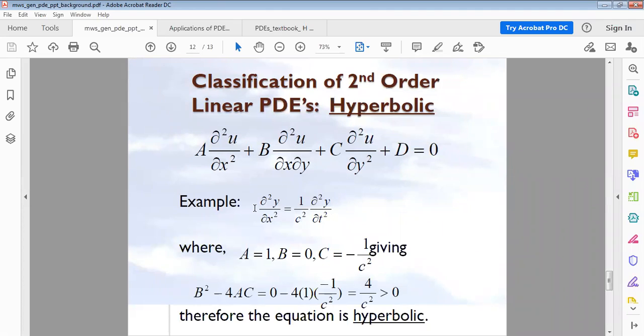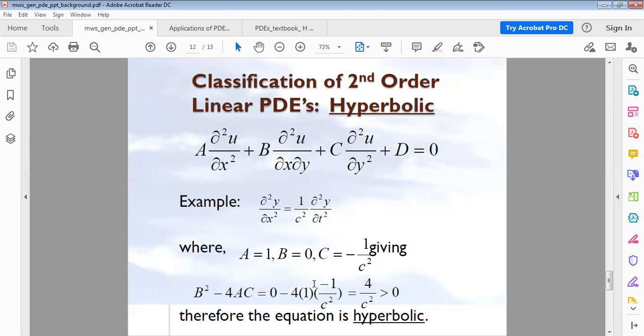Suppose this is the equation, and if we compare with it, a equals 1, and b is absent here, so b equals 0 only. And this is the coefficient of del square u del y square, so capital C equals 1 by small c square. Given b square minus 4ac, that means the discriminant is greater than 0. So we can conclude that the equation is hyperbolic.